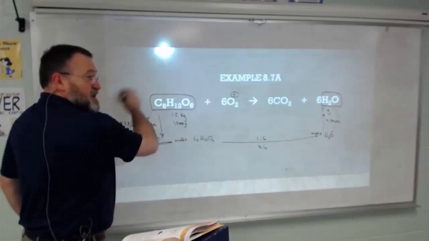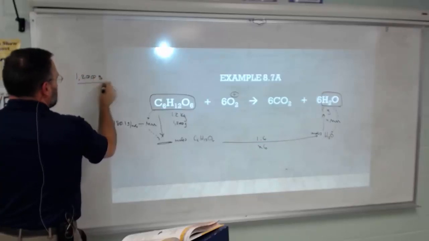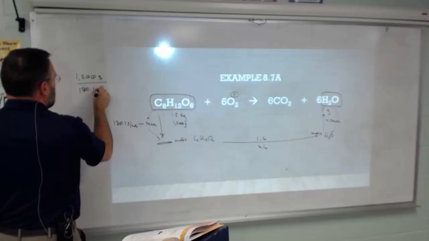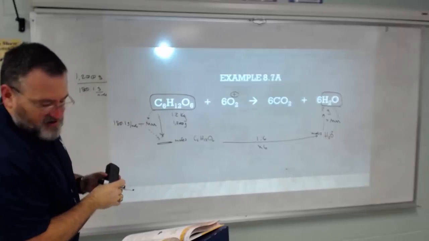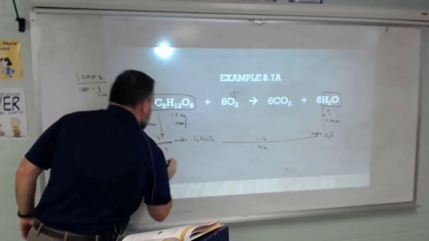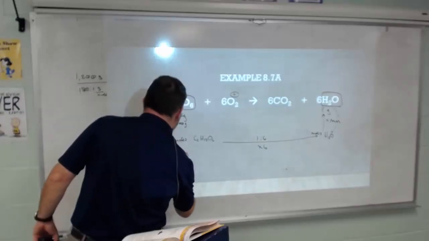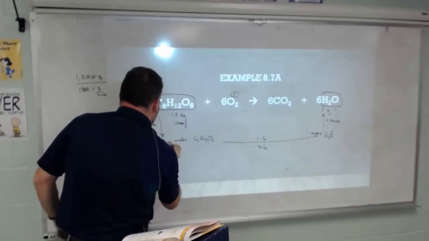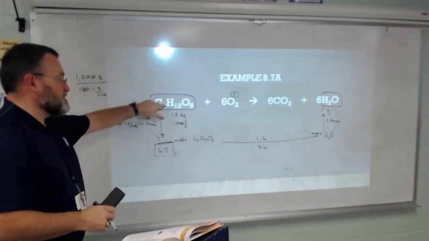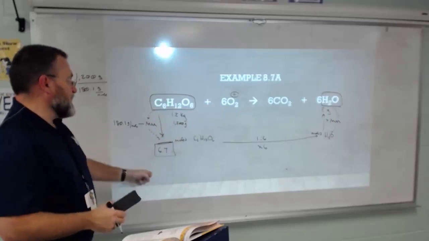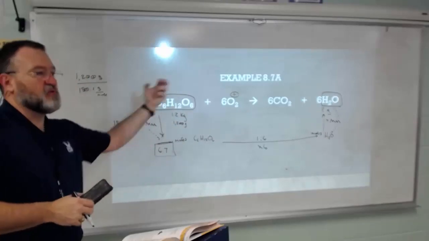So here's how this math would look. 1,200 grams divided by 180.1 grams per mole. And book answer says I'm going to end up with 6.7 moles. Okay? So I've taken the mass, I've divided it by the molar mass for that molecule, and I can say now that when I have 1.2 kilograms of glucose, I have 6.7 moles of glucose.